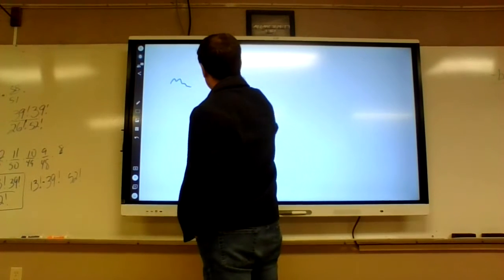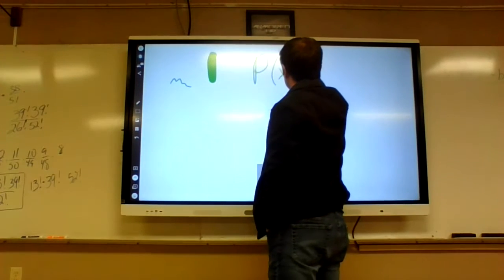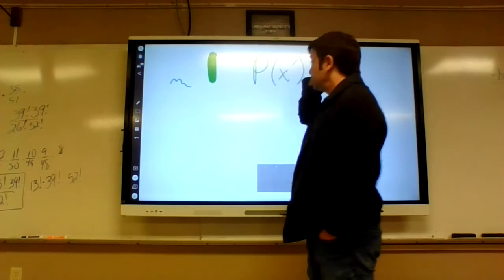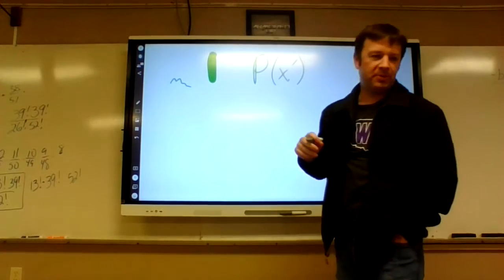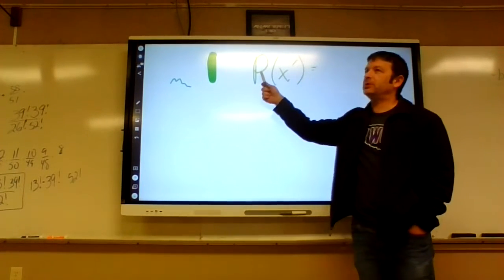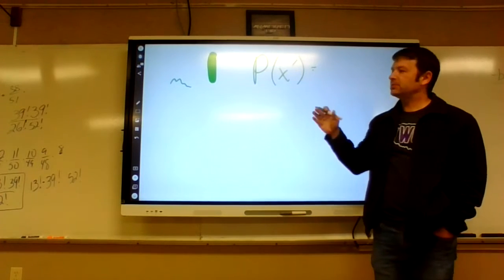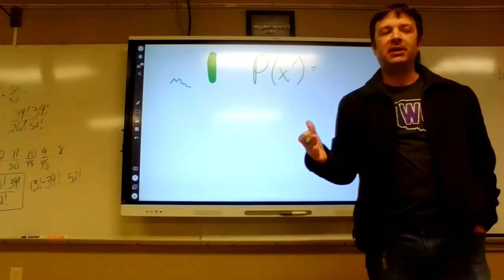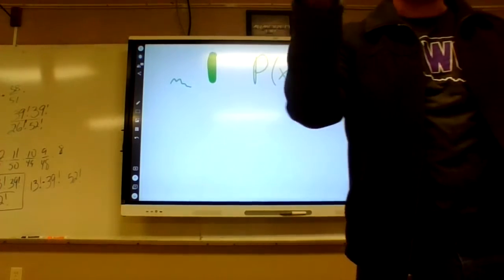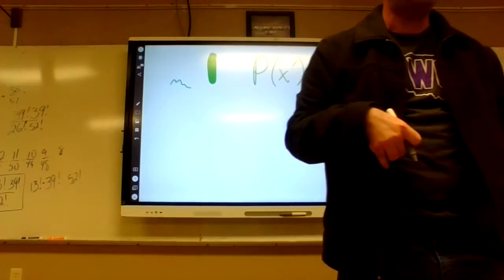This one goes all the way to H. That's easy though. Okay. Oh, I put the wrong letter. No, I didn't. So this means what's the probability of x not happening? P of x means what's the probability of x happening? P of x prime, that little apostrophe thing, means what's the probability that x won't happen.